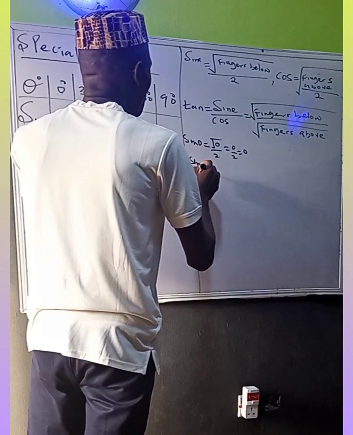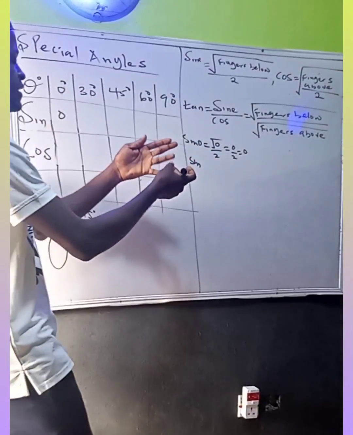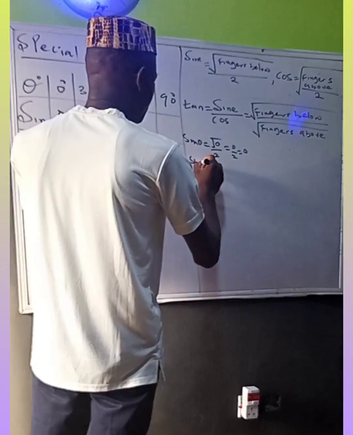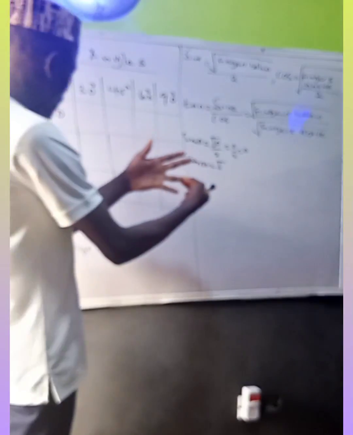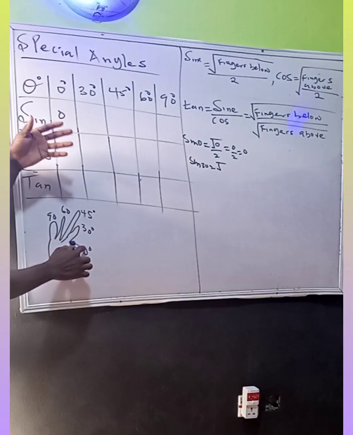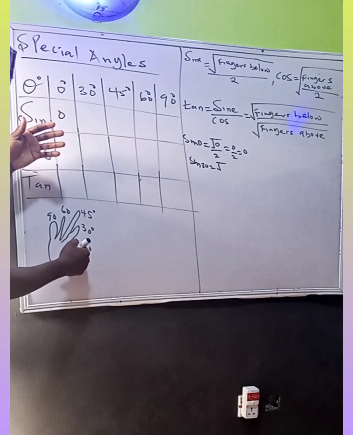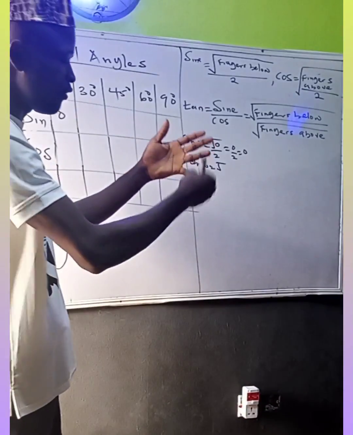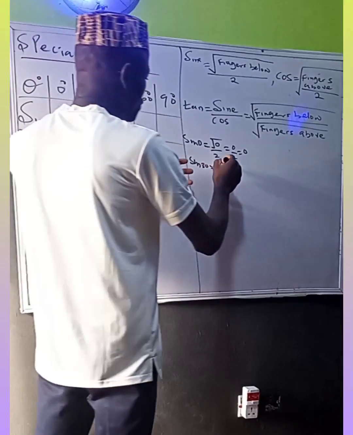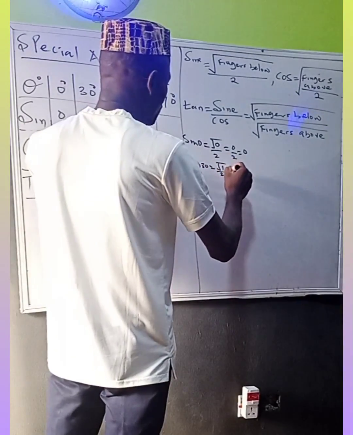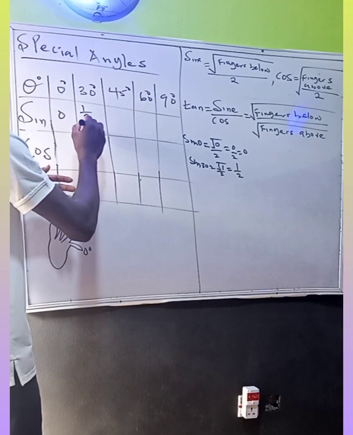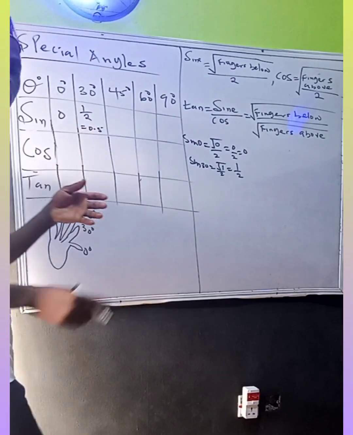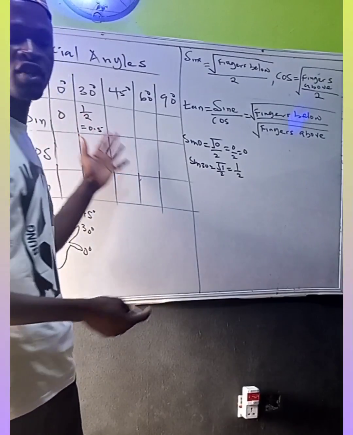The next angle is 30. Sine 30 becomes the square root of the number of fingers below angle 30. How many fingers do we have below 30? We only have one finger. So we're going to have the square root of 1 divided by 2, which is 1 over 2. So sine 30 is 1 over 2, sometimes represented by 0.5. Check your calculator. For this one, we are not using a calculator.